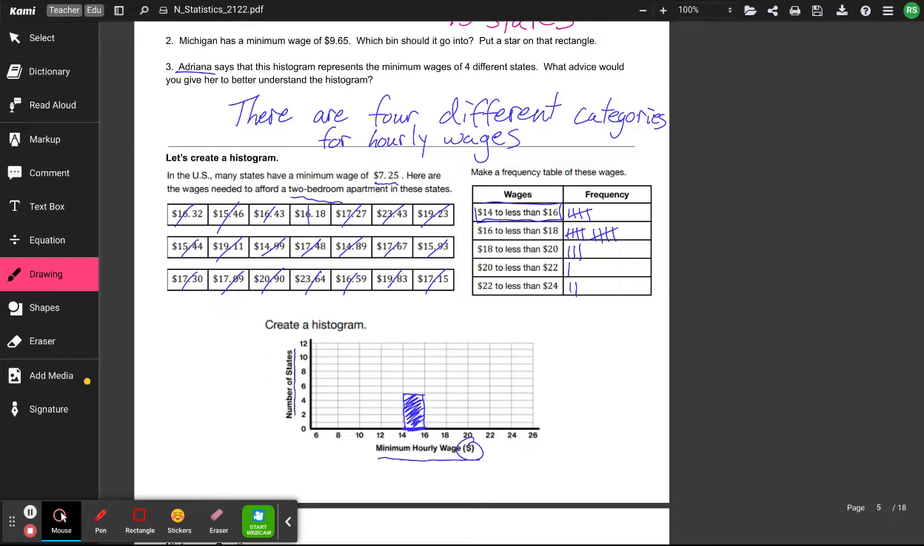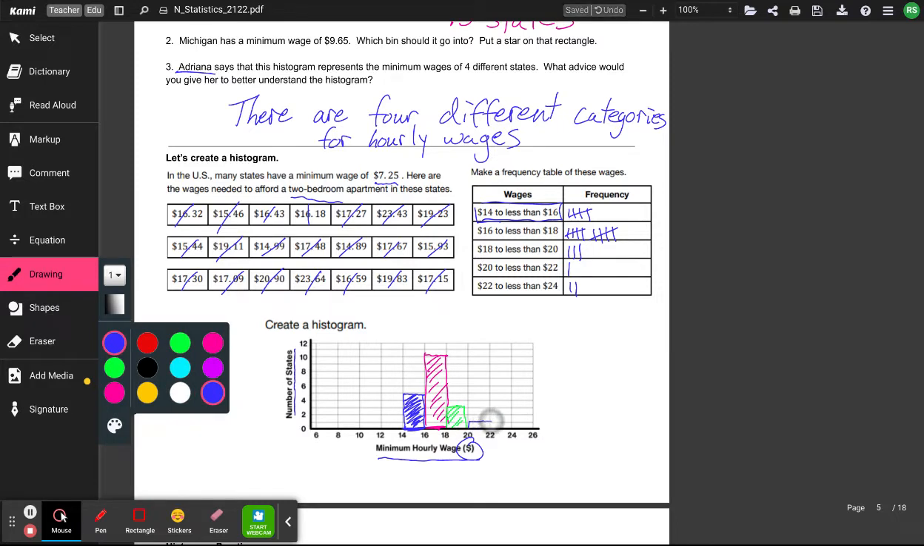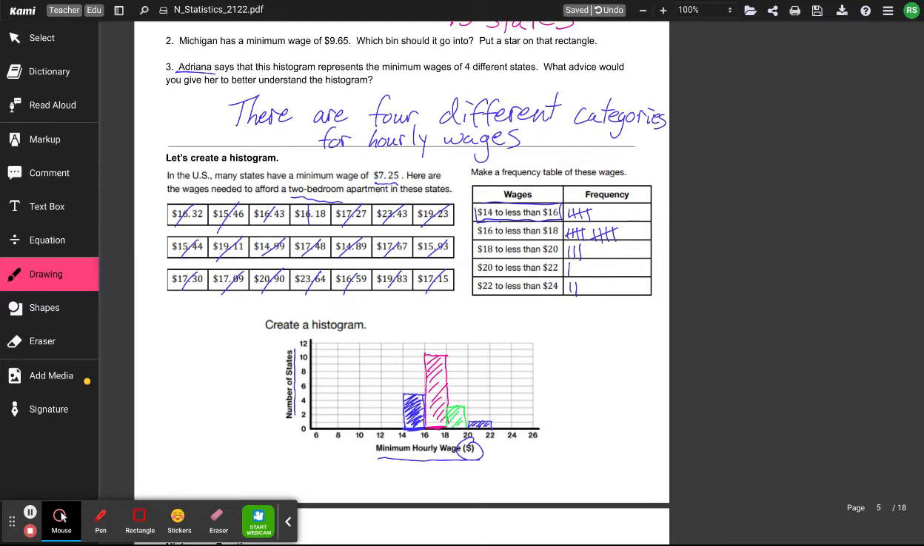We're giving an interval. So 16 to 18 is going to be our next bar. It's going to be a total of 10 states. I've got 10 tallies because my frequency came out to be 10. 18 to 20 is the next bar. There's only 3 of those. So that bar goes up to 3, covering from 18 to 20. 20 to 22, even smaller, there's 1. And then our final one here, we have 22 to 24. That box, that range covers a total of $2.